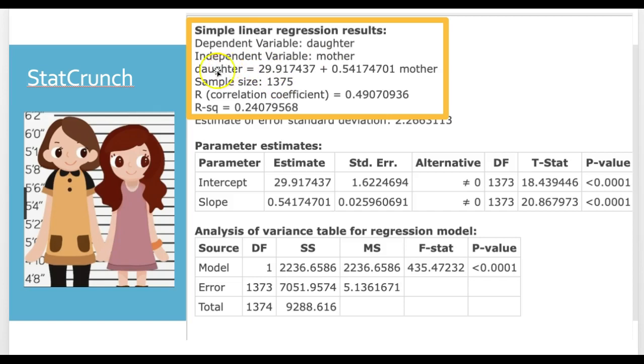And see, even they try to write it within the context. They're saying daughter is equal to 29.92 plus 0.54 times mother. So they're even trying to write their model within context. Of course, we did a better job in our slides, but you see what they're doing here. And then the sample size is 1,375 observations or pairs, mother-daughter teams. And the correlation coefficient was equal to 0.49, and we saw that before.